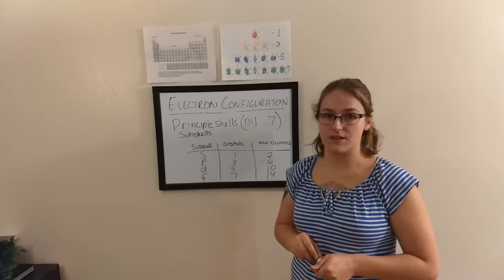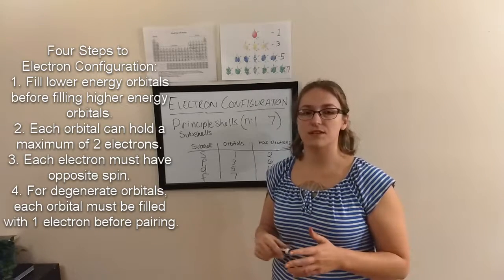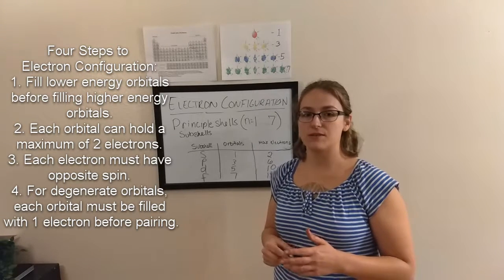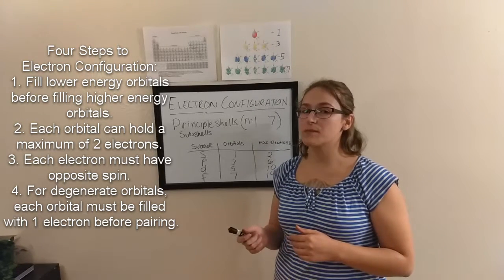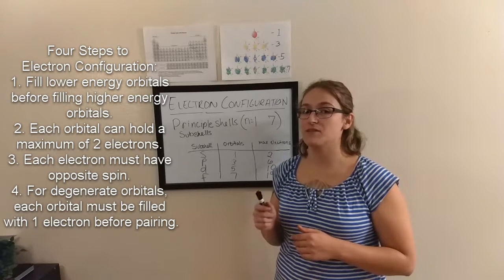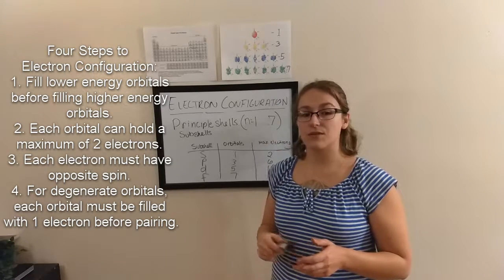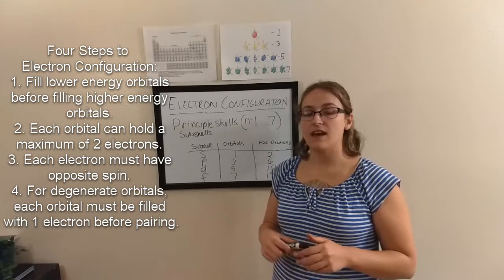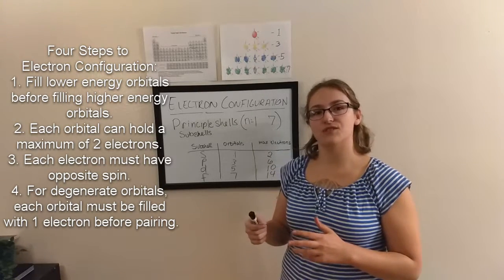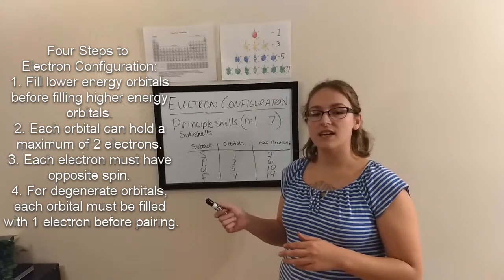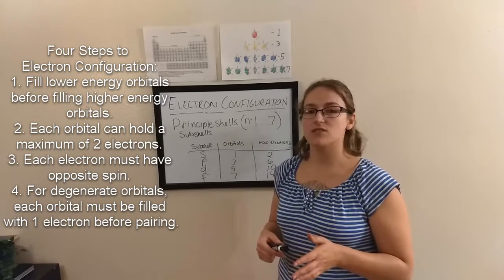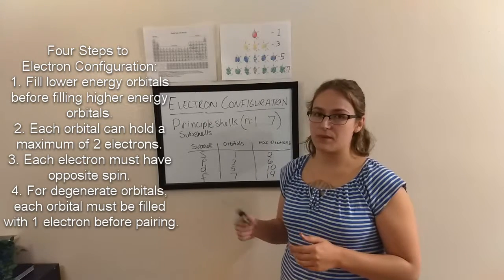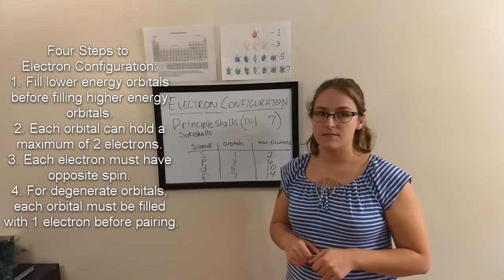First rule is that you have to fill the lower energy orbitals before filling higher energy orbitals. The second rule is each orbital can only hold a maximum of 2 electrons. The third rule is each electron must have an opposite spin. And the fourth rule, and I'll get into this more with the examples, is for degenerate orbitals, each orbital must be filled with 1 electron before we can start pairing electrons.